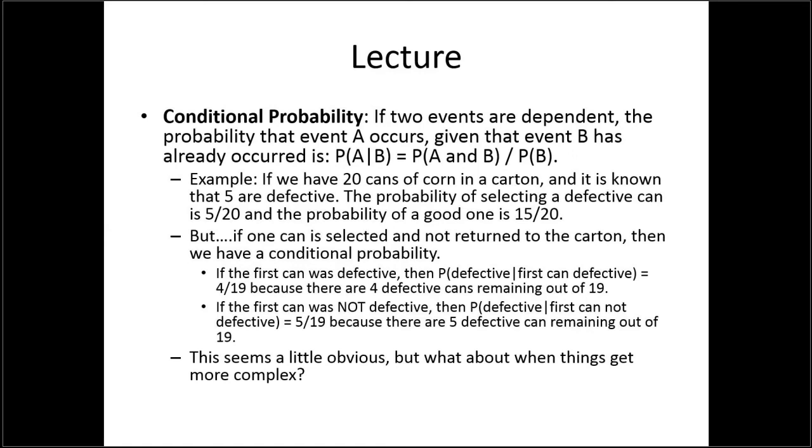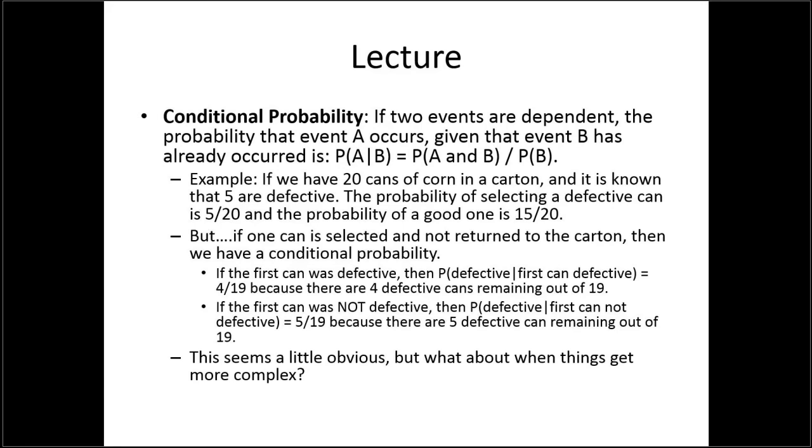So what if we already selected a can and did not return it to the carton? Okay, then we have a conditional probability, because we've already altered the set of possible outcomes. So we have two possibilities. Either the first can was defective or the first can was not defective. If the first can was defective, then we now have a 4 of 19 chance. If the first can was not defective, then we have a 5 of 19 chance.